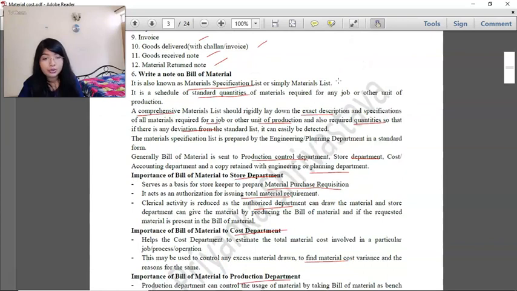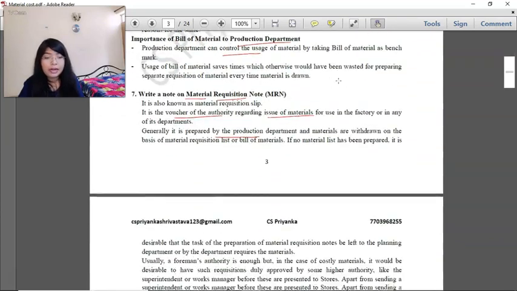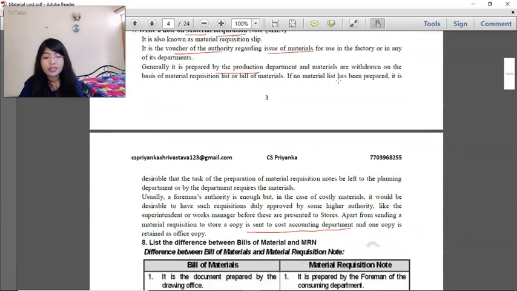So it is issued by the production department, sent to the cost department and retained, and it is presented to the store. On the basis of this, the store will issue the materials on the request given by the production department, and a copy of this is sent to the cost accounting department.